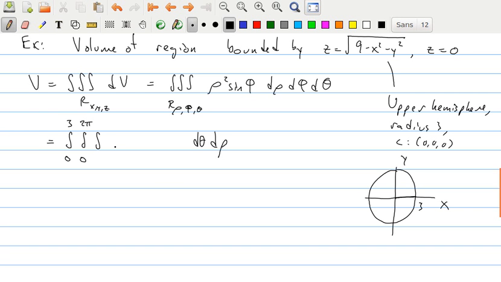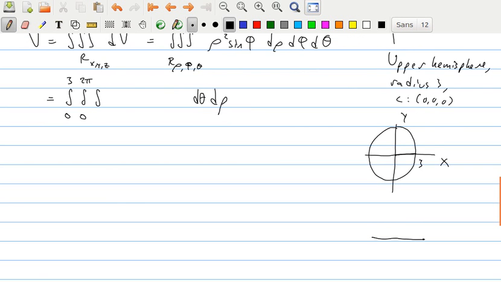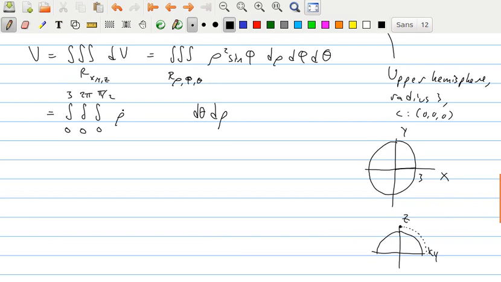And the phi, now again if we were to look at this from the side, so this is the z-axis, this is the xy plane, we have just the upper hemisphere. So the phis here range from phi equals 0 all the way out to phi equals pi over 2. And then we've got our integrating factor, rho squared sine phi d phi.